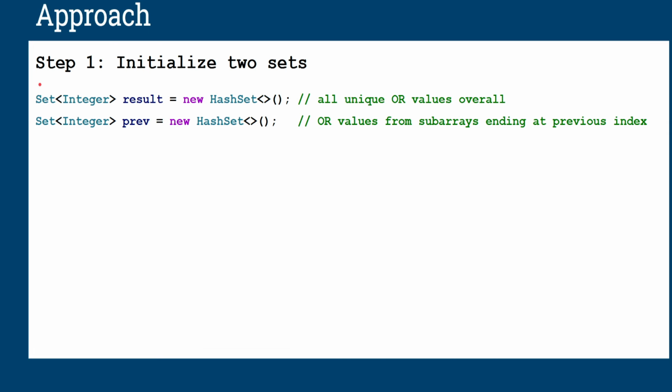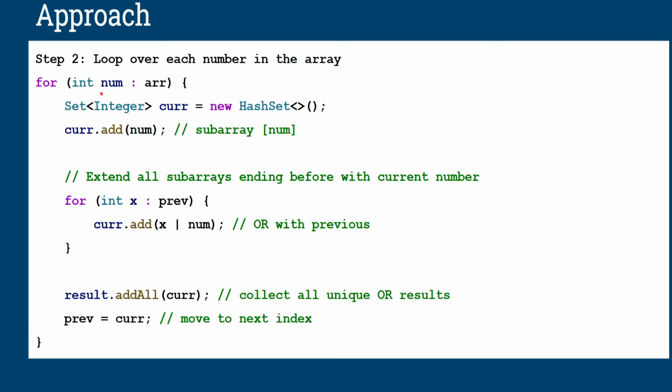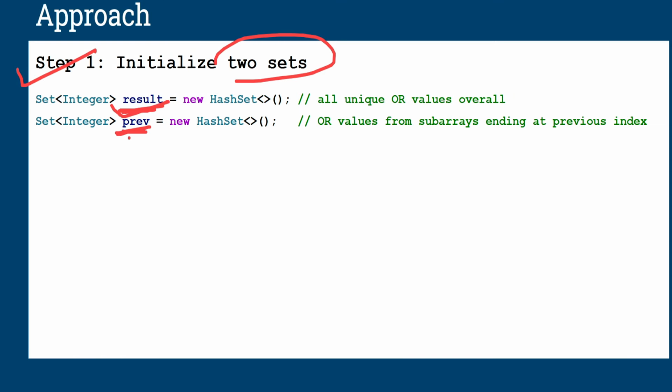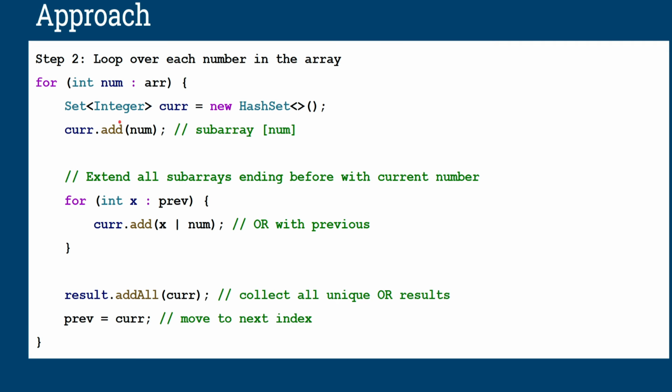So the very first thing I need to do is create two sets. Let's call them result and previous. We will store all the unique values that come from the calculation, right? The result stores all unique values of the OR, and previous holds the OR results that came from the subarrays ending at the previous index. So two things we have defined first, the result and then previous, and both are sets. A set will contain the unique values.